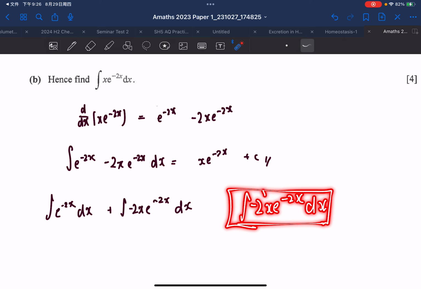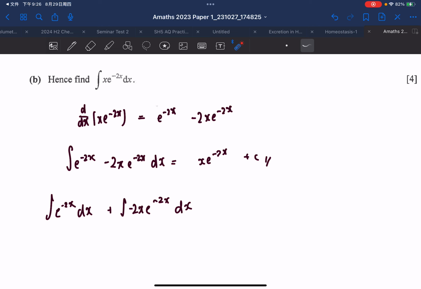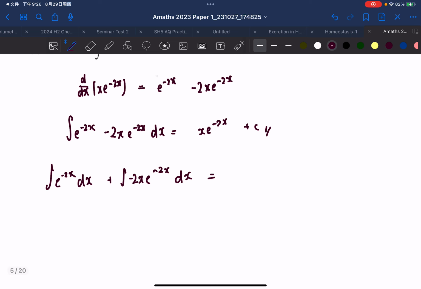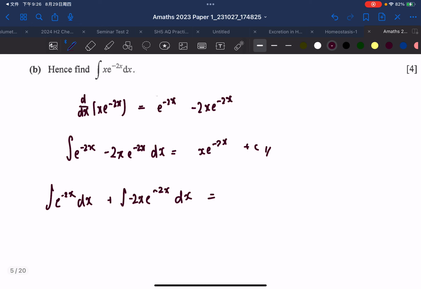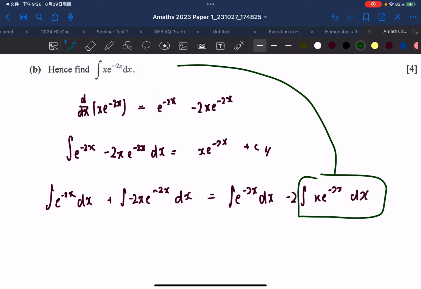Always remove the constant from integration. So you take it out. Okay, we integrate this part first. Maybe we continue to simplify. Then we will realize that if we take out the constant, oh my god, this is what I need for my question.